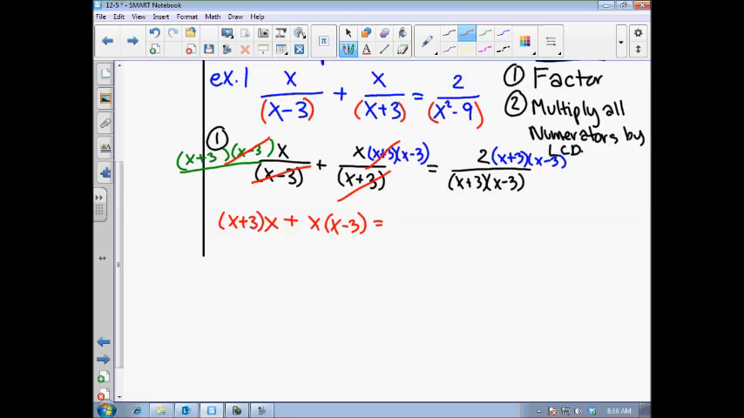Equals, now this one's really nice. What happens on the third fraction? Everything cancels except for 2. And look, all fractions are gone, which is wonderful because most of us struggle, even I struggle with fractions sometimes. Okay, step 3, of course we were asked to solve, so we're going to distribute, and then solve for x.